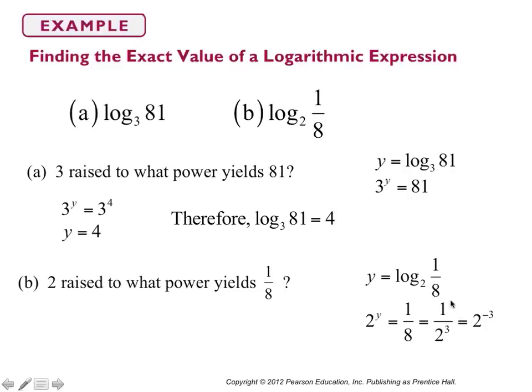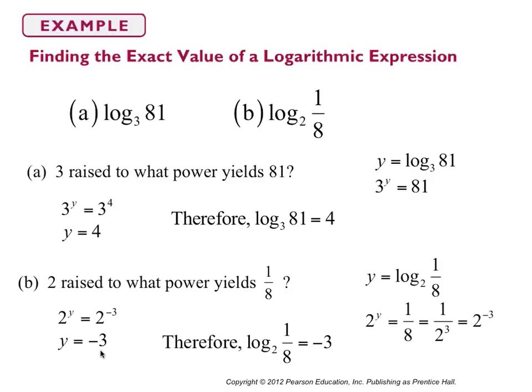And we should know that when we have an exponent in the denominator, we can make it negative and move it to the numerator if it's already positive. So in this case, we have 2 to the negative third power. So we have 2 to the y equals 2 to the negative third. And again, we end up with the same bases, so we're allowed to ignore those bases because we know that the exponents have to be equal. So we get y equals negative 3. Therefore, log base 2 of 1/8 is equal to negative 3.